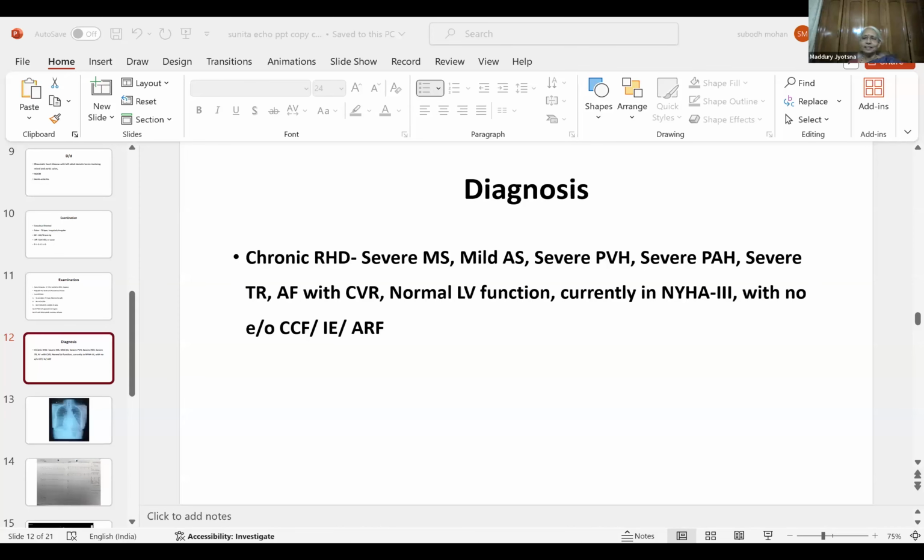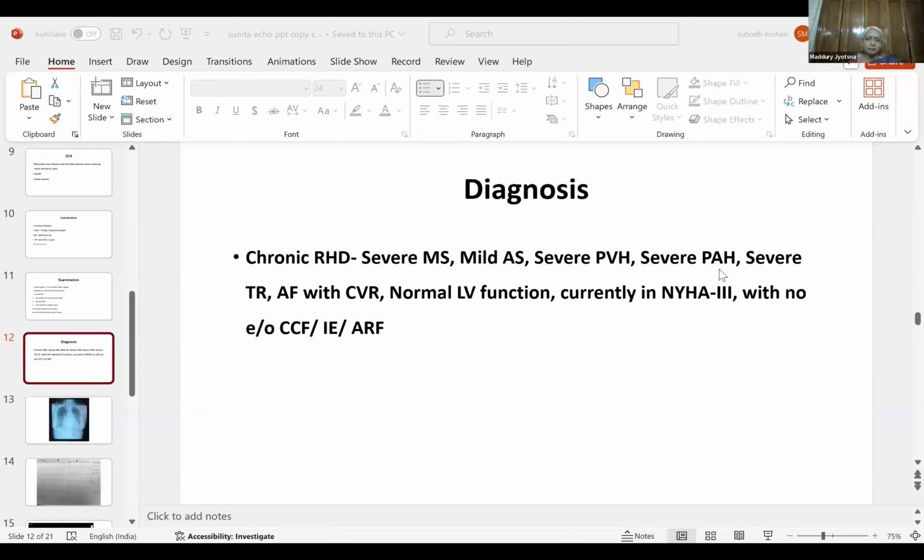Anybody else is there? Before they come, I think we have to talk about the associated lesions here, because in the presence of the MS, they should be able to understand what the AS signs are going to be. It is going to be masked. So to say the severity of the AS in the presence of the severe MS becomes very difficult. So that's why I wanted them to comment on that, why they said that it is a mild AS.